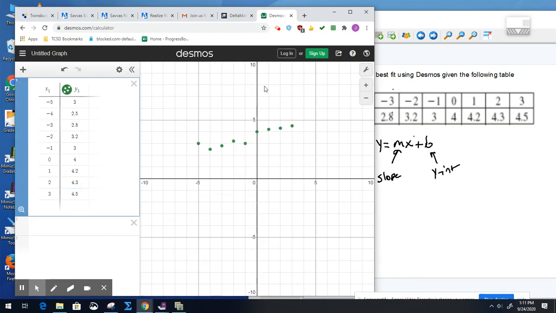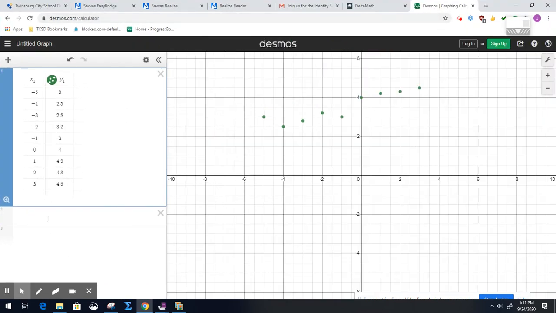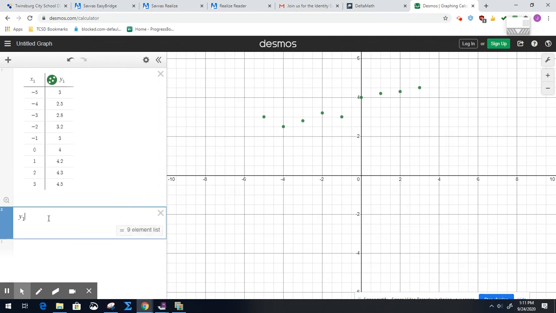Okay, so now I want to be able to find the slope and the y-intercept. Well, Desmos does that for us. So I'm going to put in y1. I have to put y1. You literally just hit the 1. And then I put the little tilde symbol. The little tilde symbol is right here.